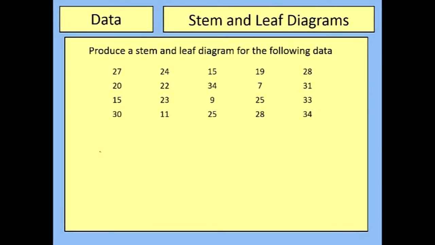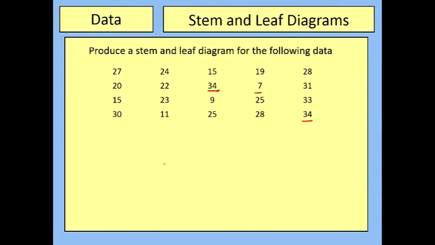To the first video on stem and leaf diagrams. In this video we're going to look at how you construct a stem and leaf diagram when you're given a set of data. And this is a fairly common exam question. So the first thing you'll do when you're given a big list of numbers like this is find the smallest number, which I can see here is a 7, and the largest number, which is 34. In fact, there are two of those numbers.